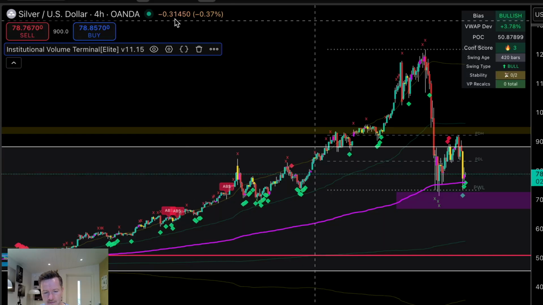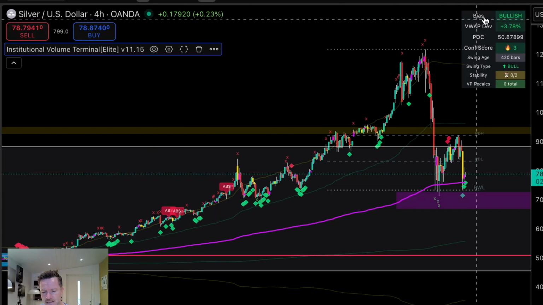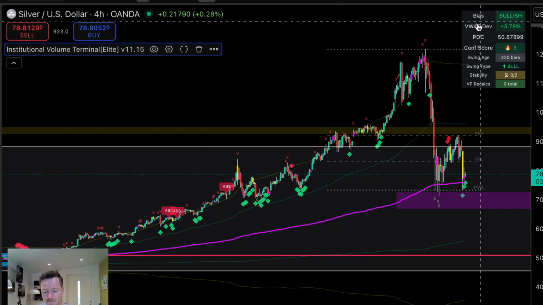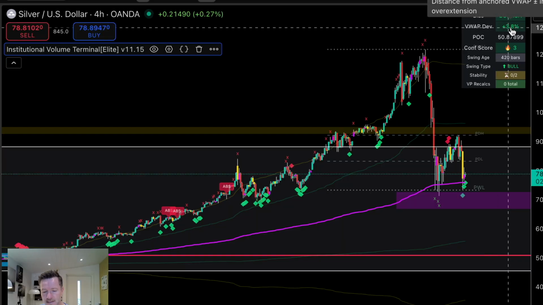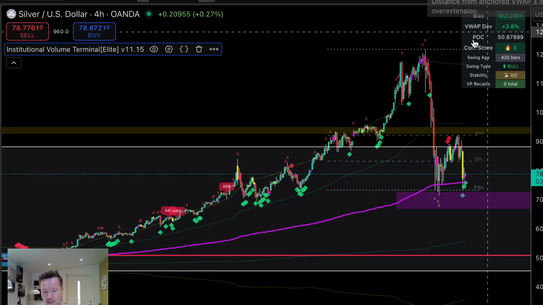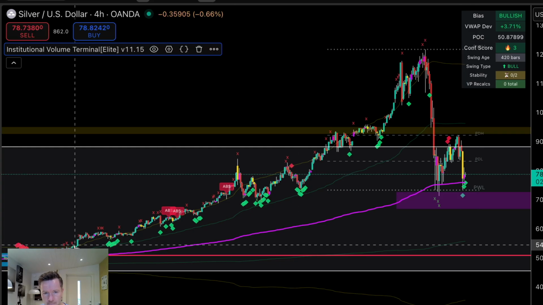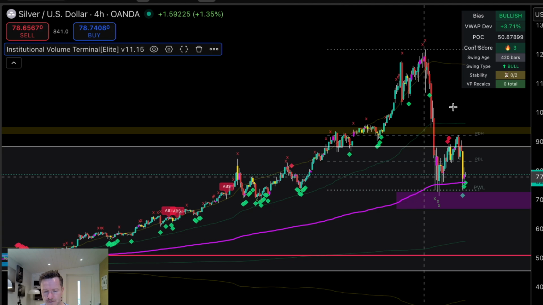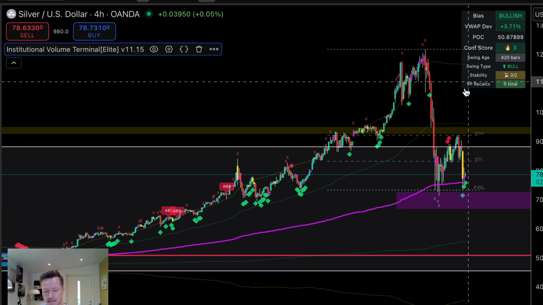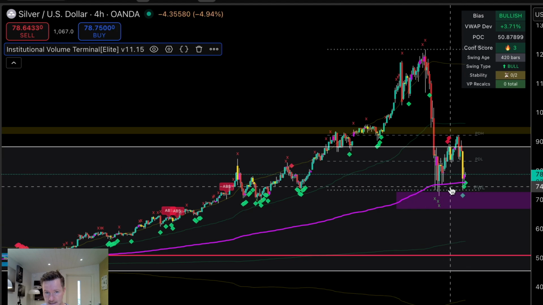On the 4-hour chart, the bias is bullish. We have a VWAP deviation of 3.8%. We have the POC at 50, with institutions building positions all the way down. And the Confluence score is 3. It's a decent setup, but it's not quite that strong.